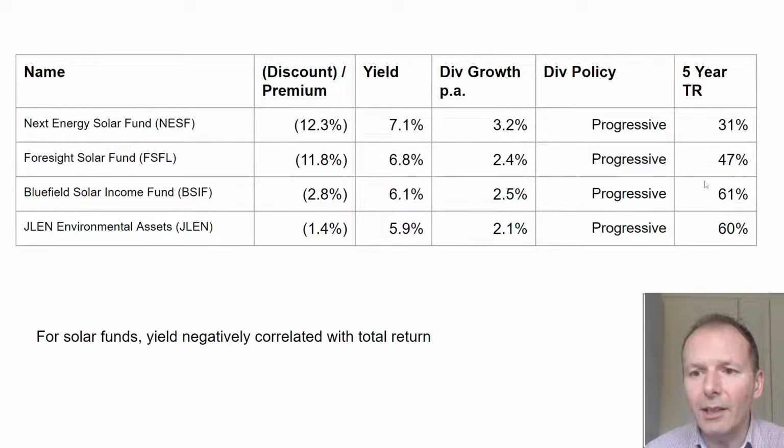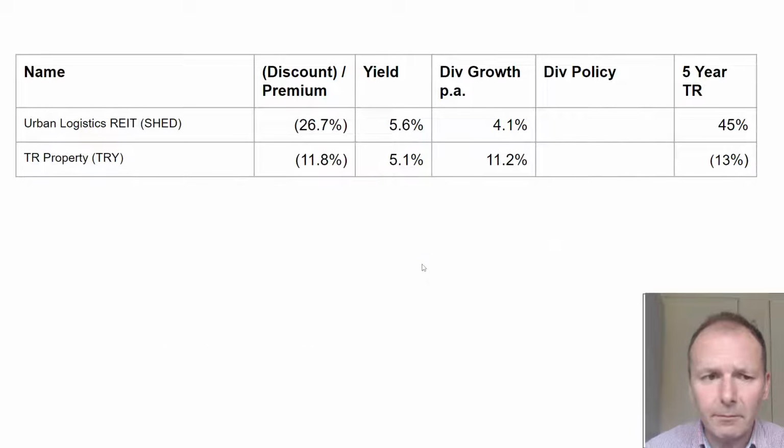down, the total returns go up, which is interesting. Maybe it's just a coincidence. These ones, fairly limited dividend growth, unfortunately, but pretty good yields.